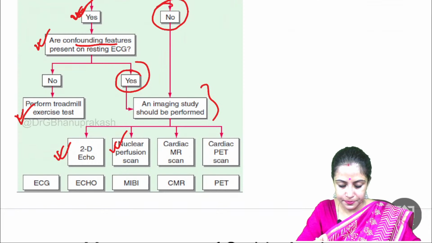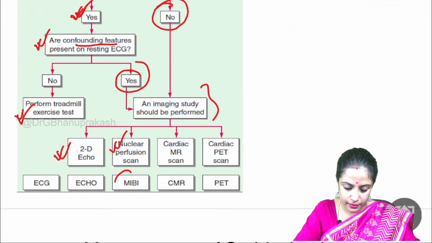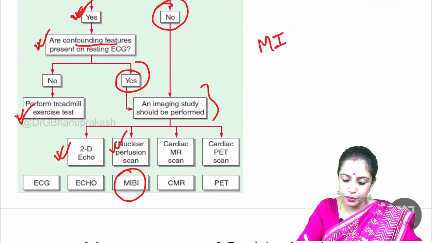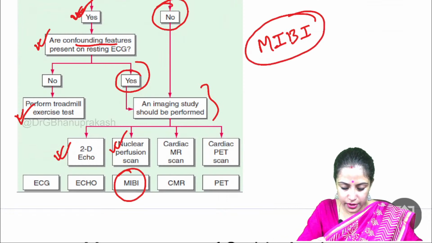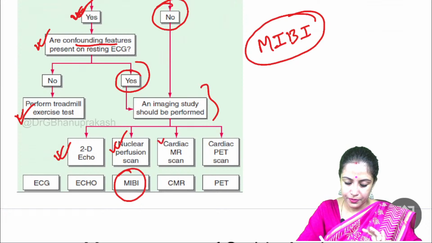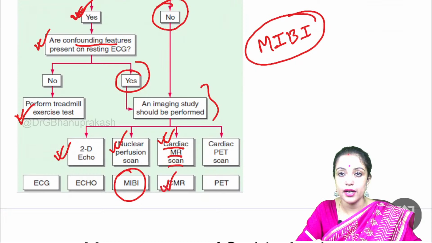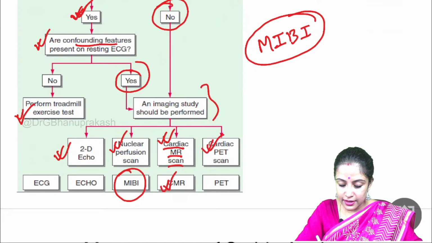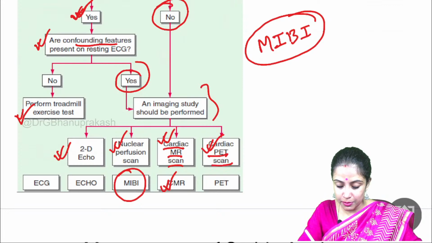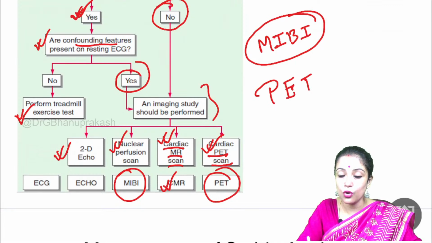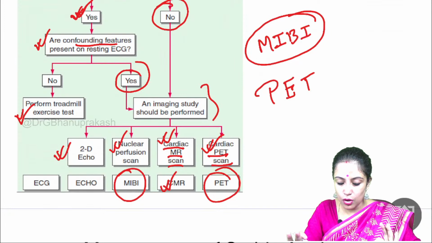Perfusion scan can be done. Nuclear perfusion scan. MIBI, methoxy isobutyl isonitrile. Okay, this is the name of the compound. So nuclear perfusion scan is done. Cardiac magnetic resonance imaging, cardiac MR scan, CMR can be done. And cardiac PET scan, positron emission tomography. So this can also be done.